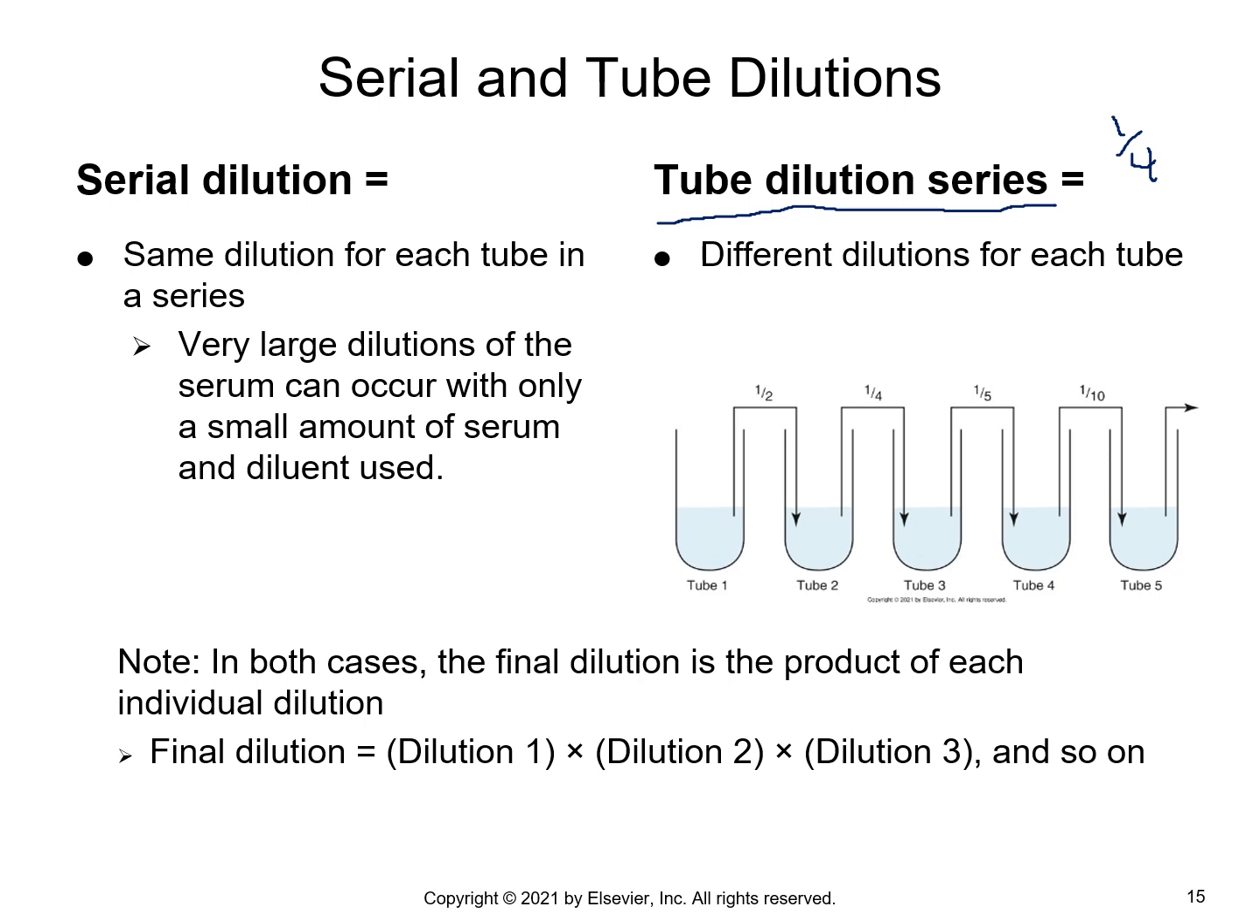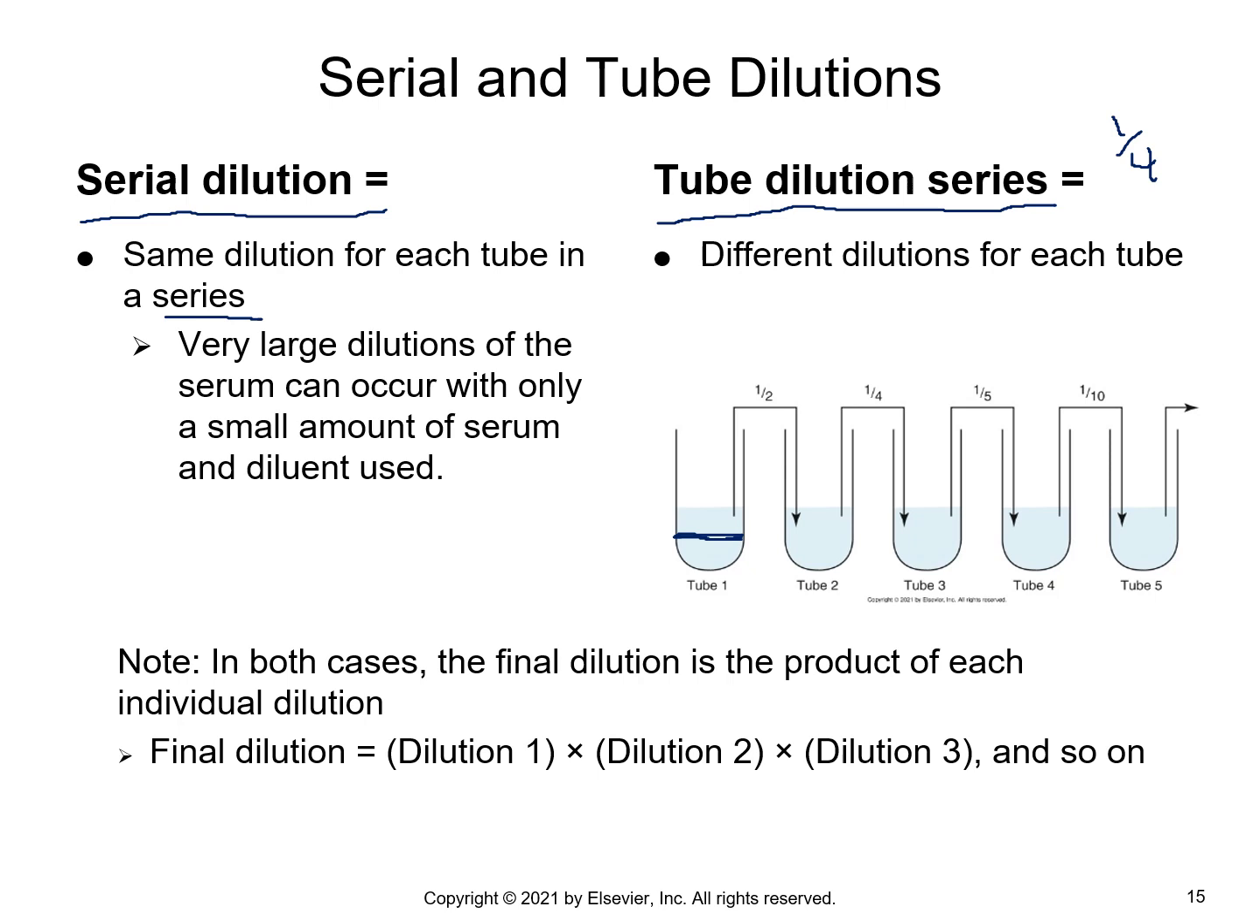Now, serial dilution is slightly different, because what this is, just like serial indicates, is a series of dilutions. And so you'll do the same dilution for each tube in a series. With this, you can do several different dilutions, but you only need a small amount of serum or plasma of the patient sample to do those dilutions. You start off with your tube number 1, in which you do your dilution. So you may start off with a half and half dilution. So maybe you do 1 part of plasma and 1 part of diluent.